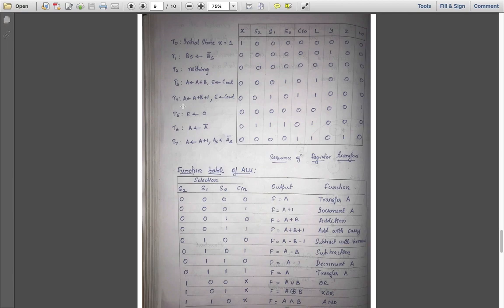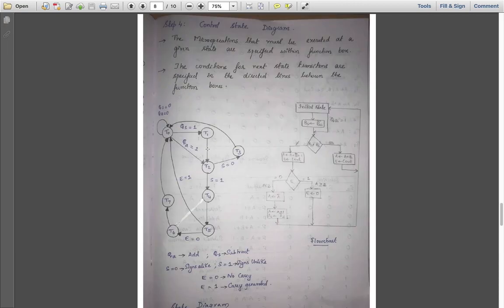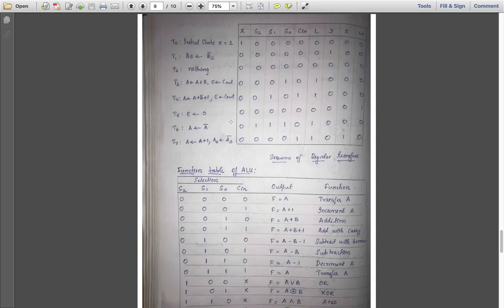Let's take the next one. In T4 state, what was happening? This was the function that was happening. That is subtraction. A plus 2's complement of B is being added. So this is nothing but subtraction. What do you do for subtraction? From the function table of ALU, to perform A minus B, S1 should be set and Cin should also be set. Here also whatever carry is generated is loaded into the E register, so the L flag should also be set. That is the reason why S1 is set, Cin is set and L is set.